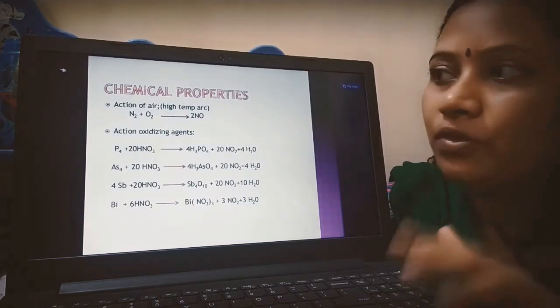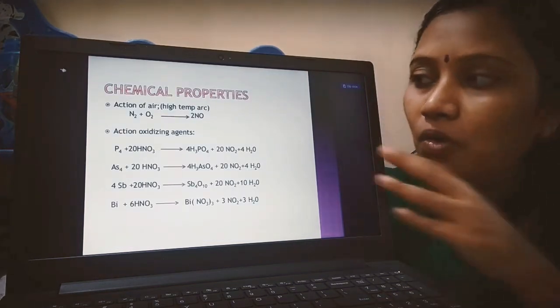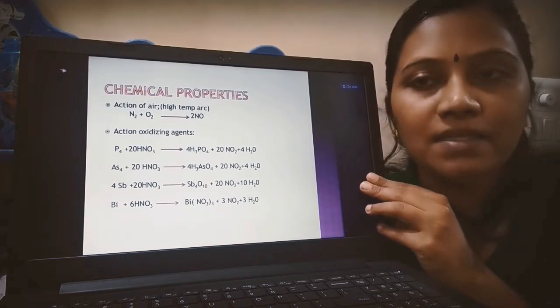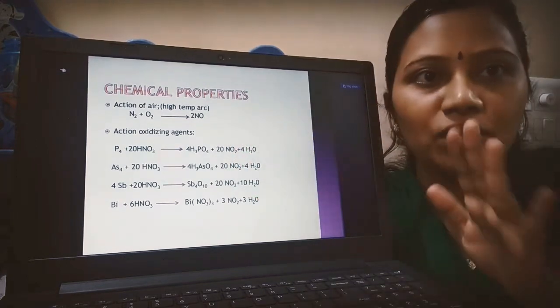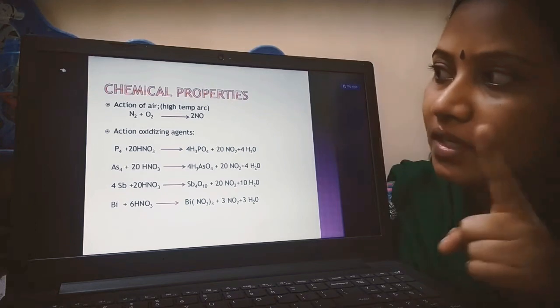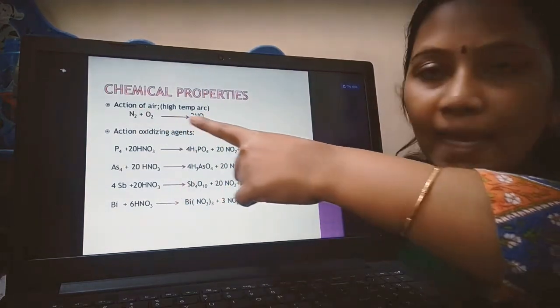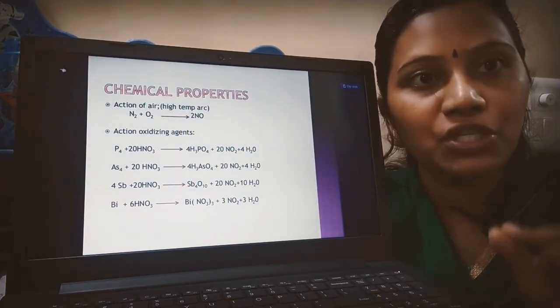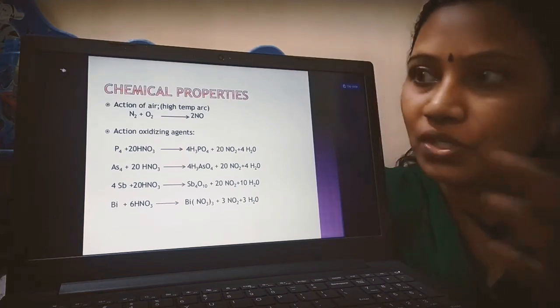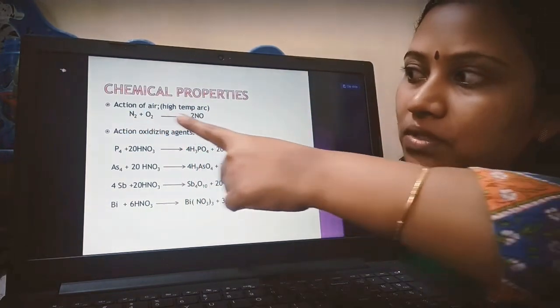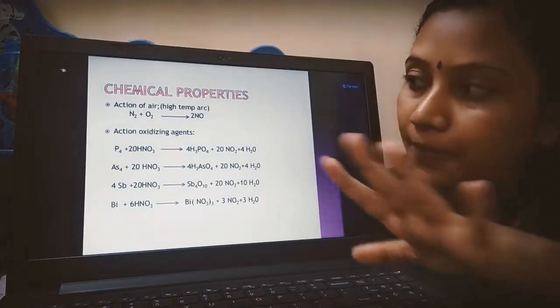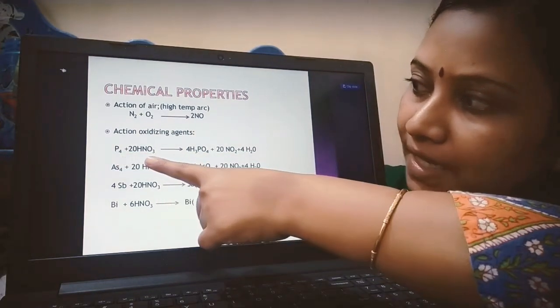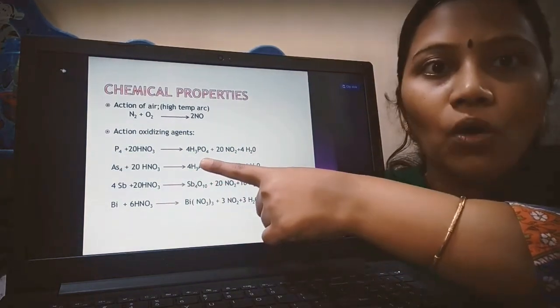Now moving to the chemical properties. This is all we have seen in our lower classes, so by seeing the reaction only, you should tell me the product. The first reaction is action with air at a very high temperature. When nitrogen reacts with oxygen, I will be getting nitric oxide. Now when phosphorus reacts with nitric acid, I will be getting orthophosphoric acid.